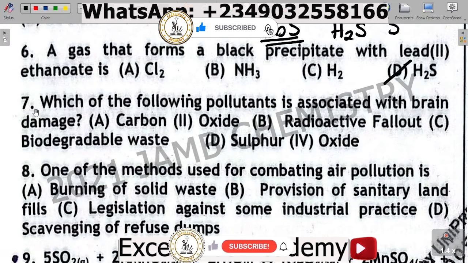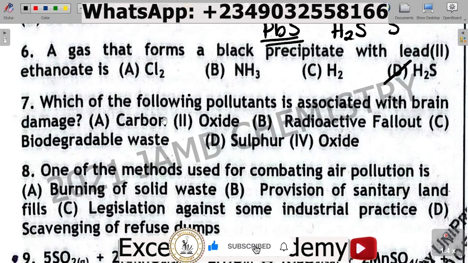Question 7 says, which of the following pollutants is associated with brain damage? A. Carbon 2 oxide. B. Radioactive fallout. C. Biodegradable waste. D. Sulfur 4 oxide. Now, for this question here, the correct answer there is carbon 2 oxide.